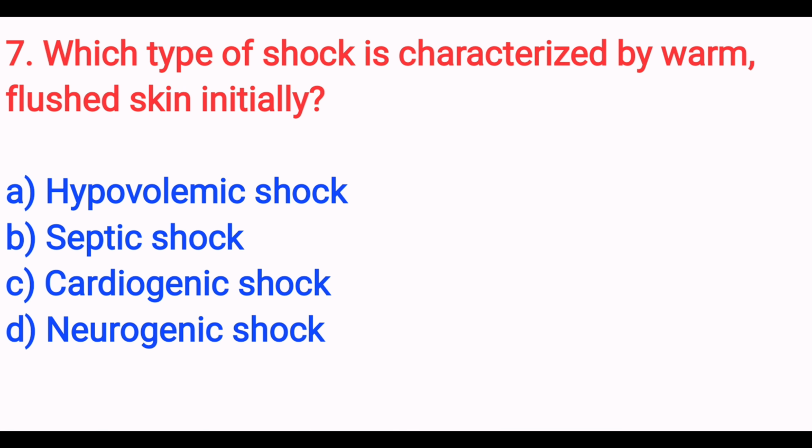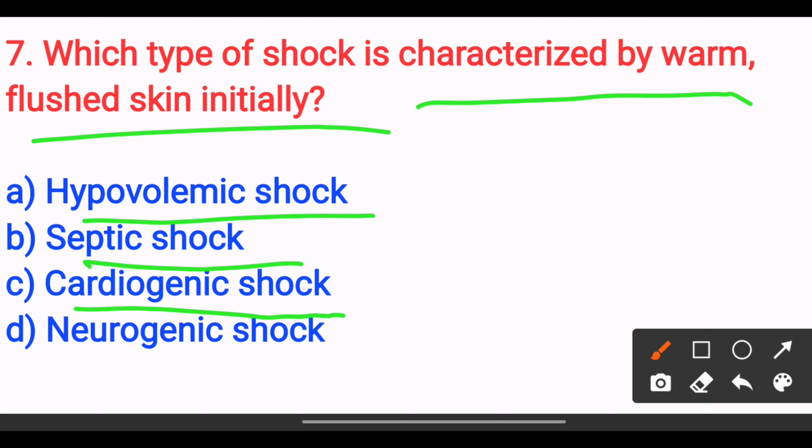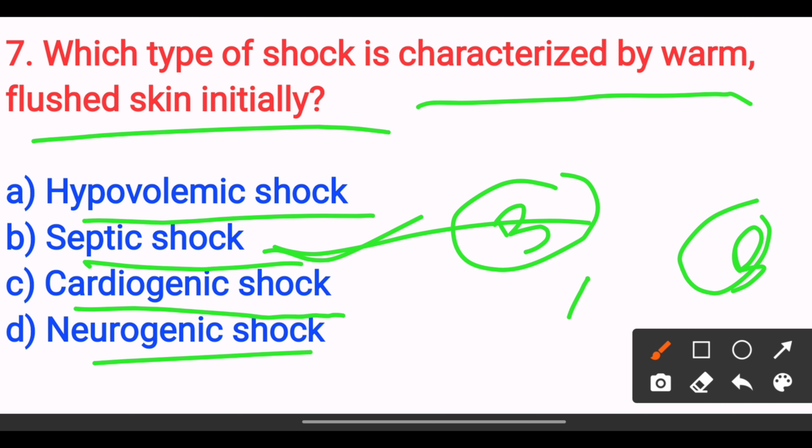Next, which type of shock is characterized by warm, flushed skin initially? Option A, hypovolemic shock; option B, septic shock; option C, cardiogenic shock; option D, neurogenic shock. The answer is option B, septic shock, because in the early phase of septic shock there is vasodilation and warm flushed skin. Later the skin becomes cold and clammy. In hypovolemic and cardiogenic shock the skin is cold and clammy. So the answer is option B, septic shock.